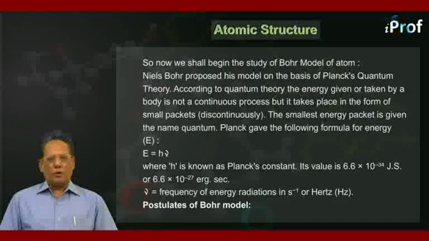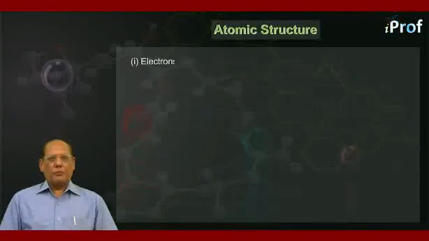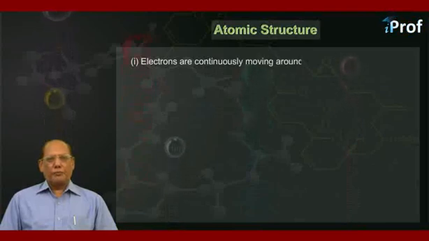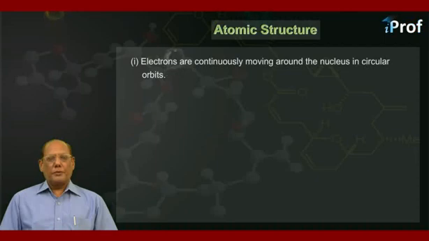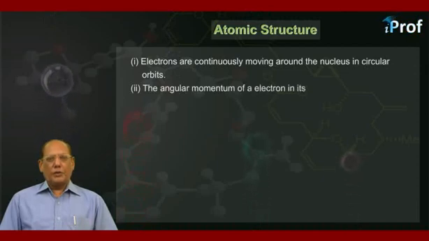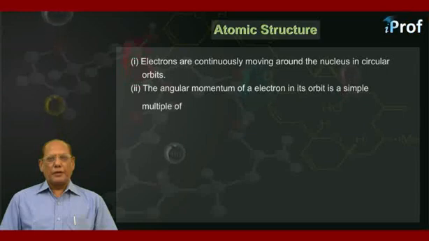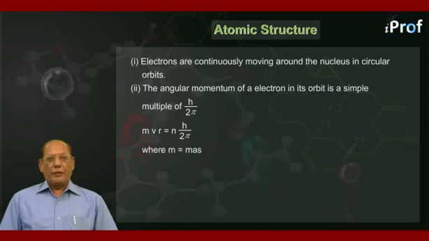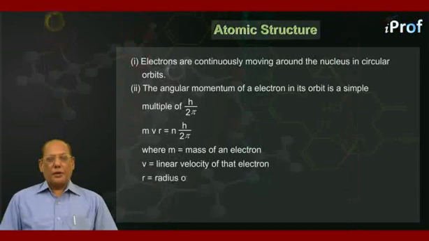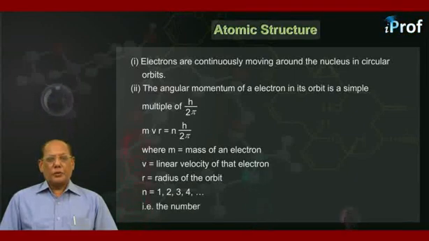Postulates of Bohr model. Number 1. Electrons are continuously moving around the nucleus in circular orbits. Second, the angular momentum of an electron in its orbit is a simple multiple of h upon 2 pi. Therefore, mvr is equal to nh upon 2 pi, where m means mass of an electron, v means linear velocity of that electron, r is radius of the orbit, and the value of n can be 1, 2, 3, 4, 5, etc. That is the number of orbit.